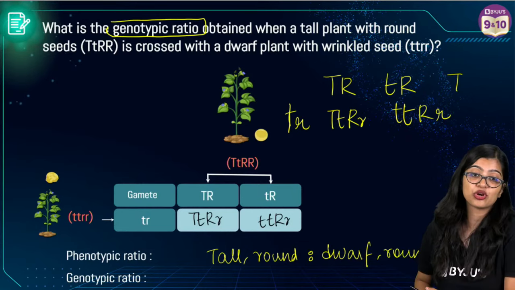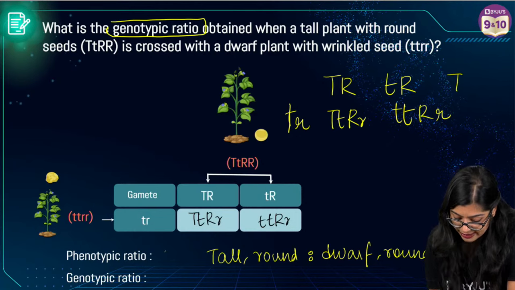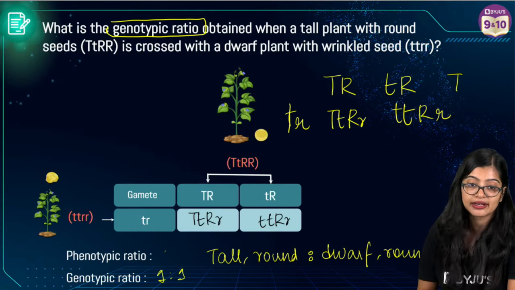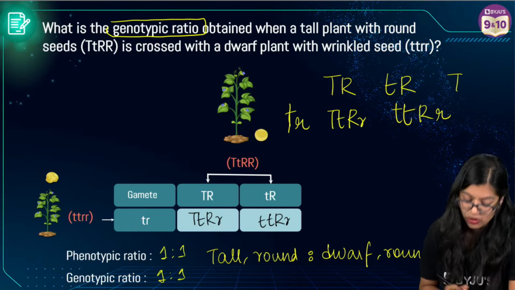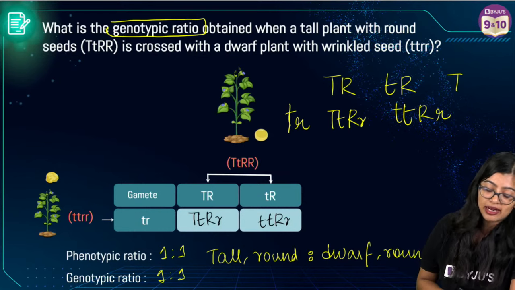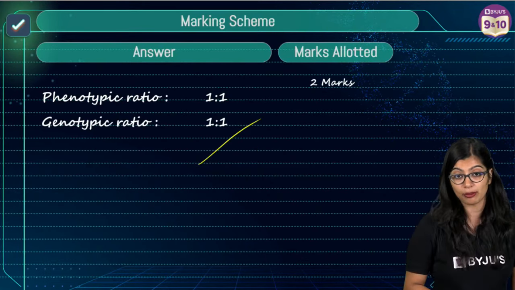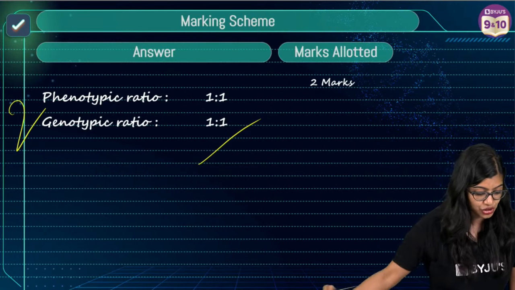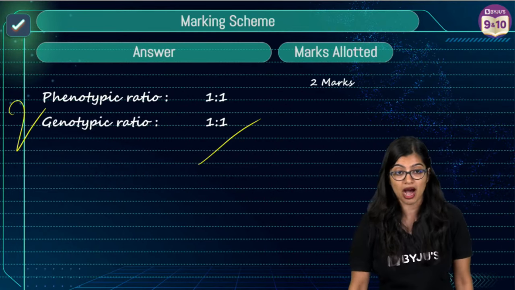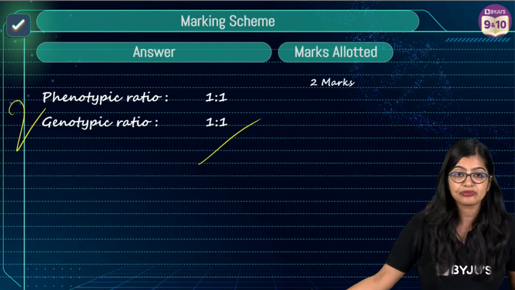So what is your ratio at the end of the day? You are getting 1:1. On the other side, what will you get as phenotypic ratio? 1:1. So what is the answer? 1:1 on both combinations, which is why for each of them you are going to get 2 marks. So are we clear with this?